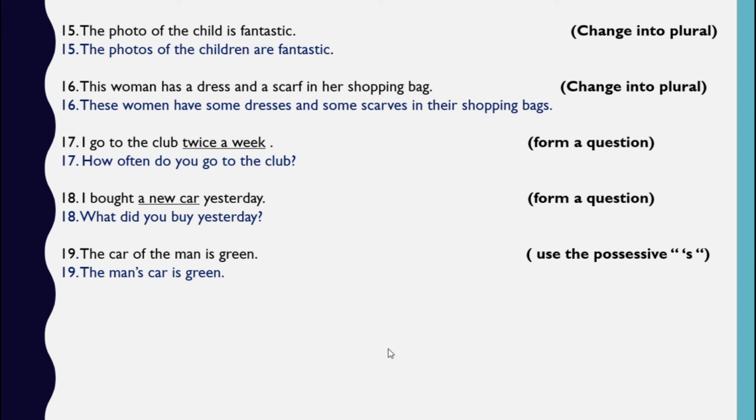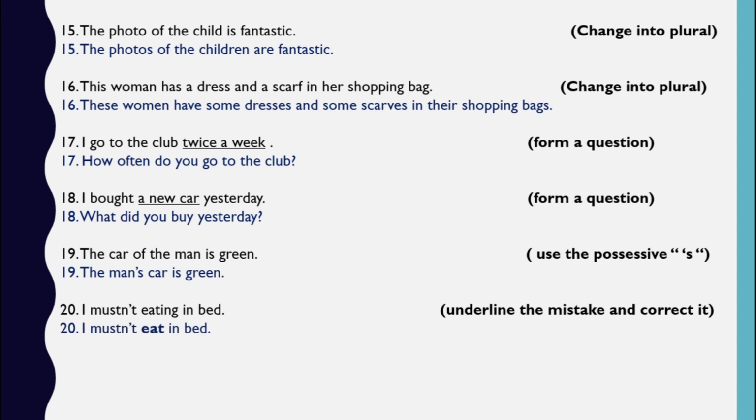The last question, you have: I mustn't eating in bed. We remember we said that verbs that come after must have to be in the infinitive form. We cannot add verbs ending with anything after must. So the mistake here is eating because we have mustn't. So the answer should be eat only. We have to cross the ing because we have must.